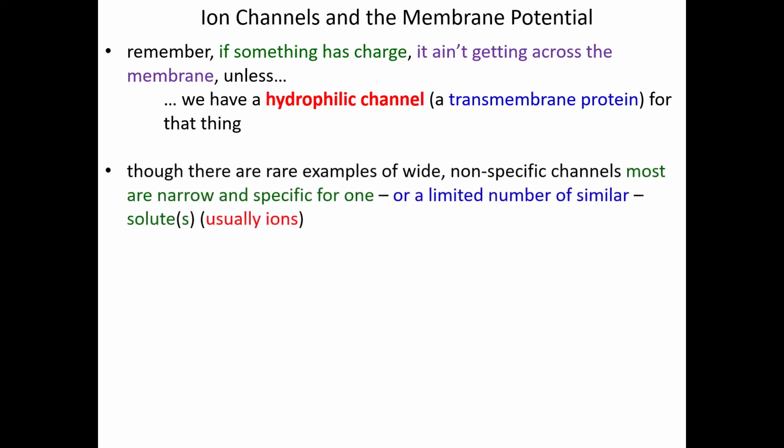And though there are rare examples of wide, completely promiscuous, nonspecific channels that allow nearly anything through, that's definitely the exception. The vast majority of channels are narrow and specific for one specific ion or at least a limited number of very similar ions. And again, by ions, we mean solutes, right? The cell's life itself is nothing more than a bag of water. And so these are ions that are dissolved in water.